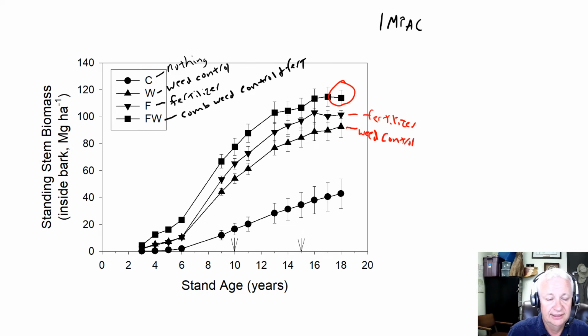And clearly, this site was nutrient deficient. Now, we don't know what element was deficient because the fertilizer treatment had everything. It had NPK, magnesium, potassium, phosphorus, calcium, boron, iron, and so on. So we just know that one or more elements in that fertilizer was deficient, but we don't know which one.